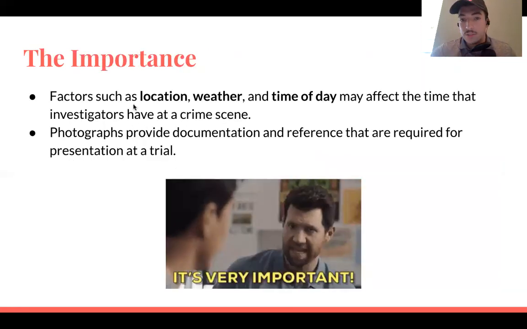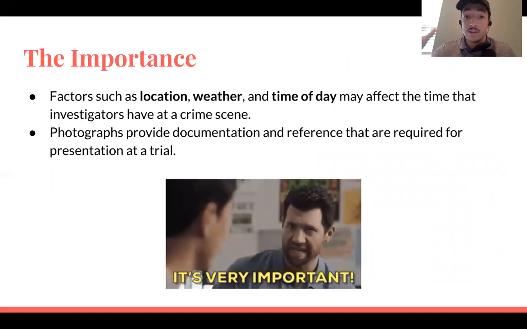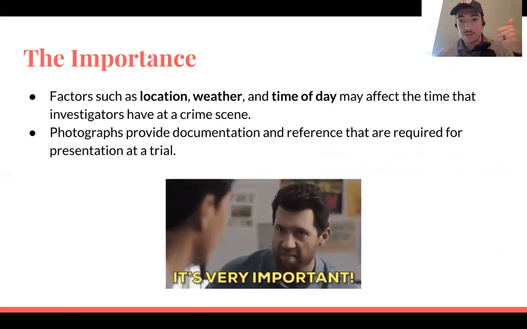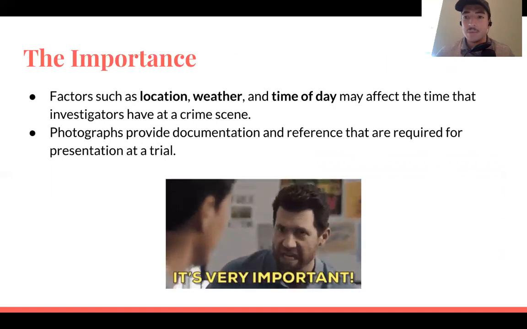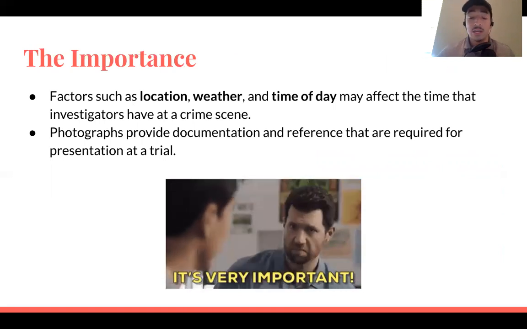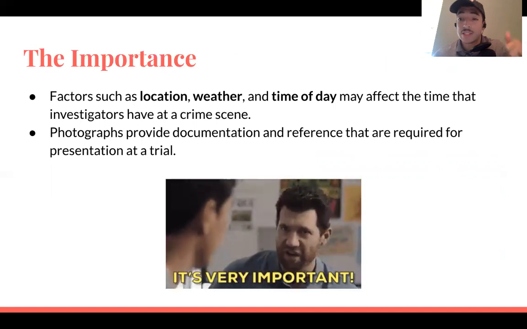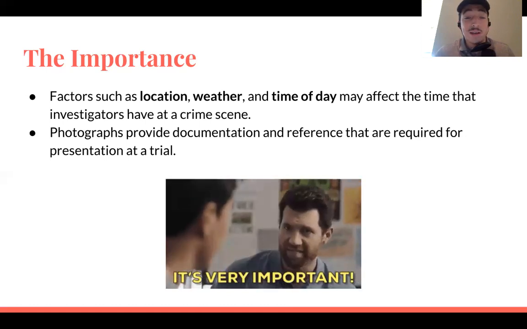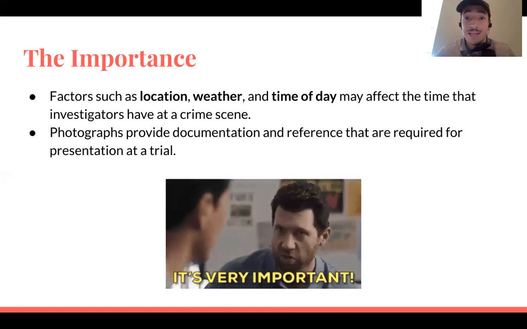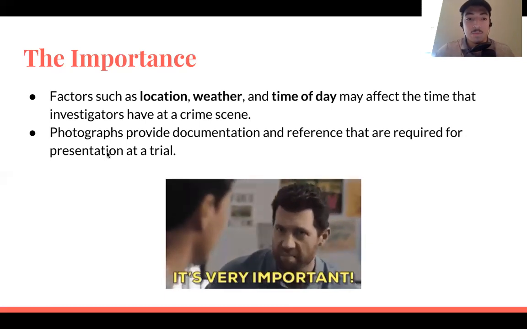What is the importance? Why does this matter? Well, first, there's factors that can affect your photos and affect your crime scene. So the location of the crime, the weather that it occurs in, right? That can affect the type of photos you take or the quality of photos you take. You usually want really high quality photos. And the time of day, right? If there's a bunch of light out and it's sunny outside, well, you might have plenty of light to take your photos. If it's really dark outside, well, you might need some tools. You might need some flash photography, some lights in order to take these photos.